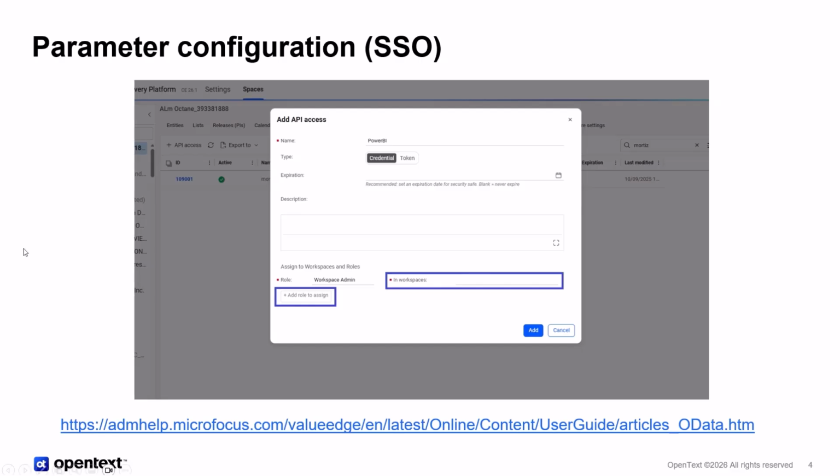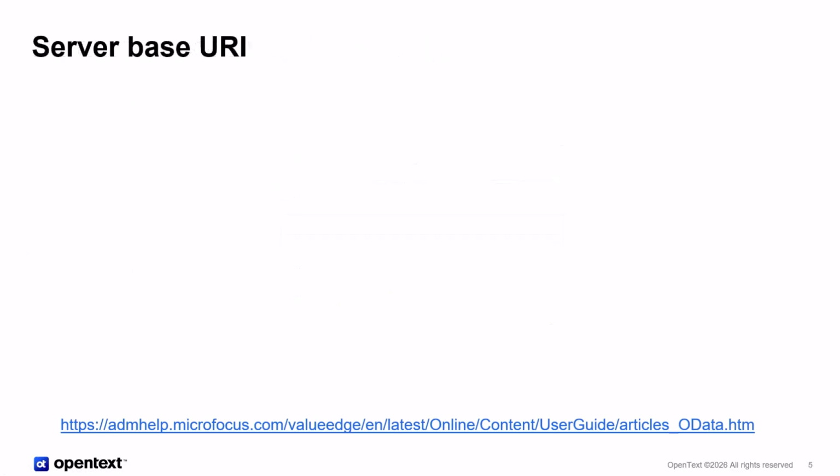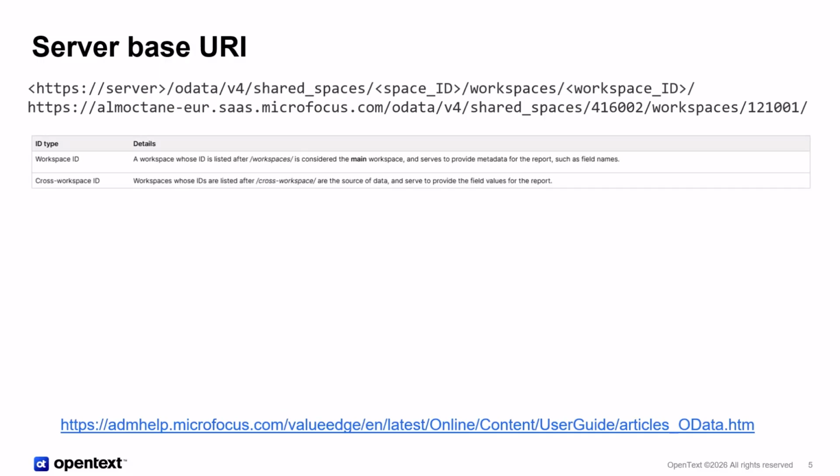Once we have configured the access parameters, we need to create the URL. To construct the URL, we need to consider the ID of the shared space and the workspaces we will use for the report. In the first example, we will use the information from a single workspace.